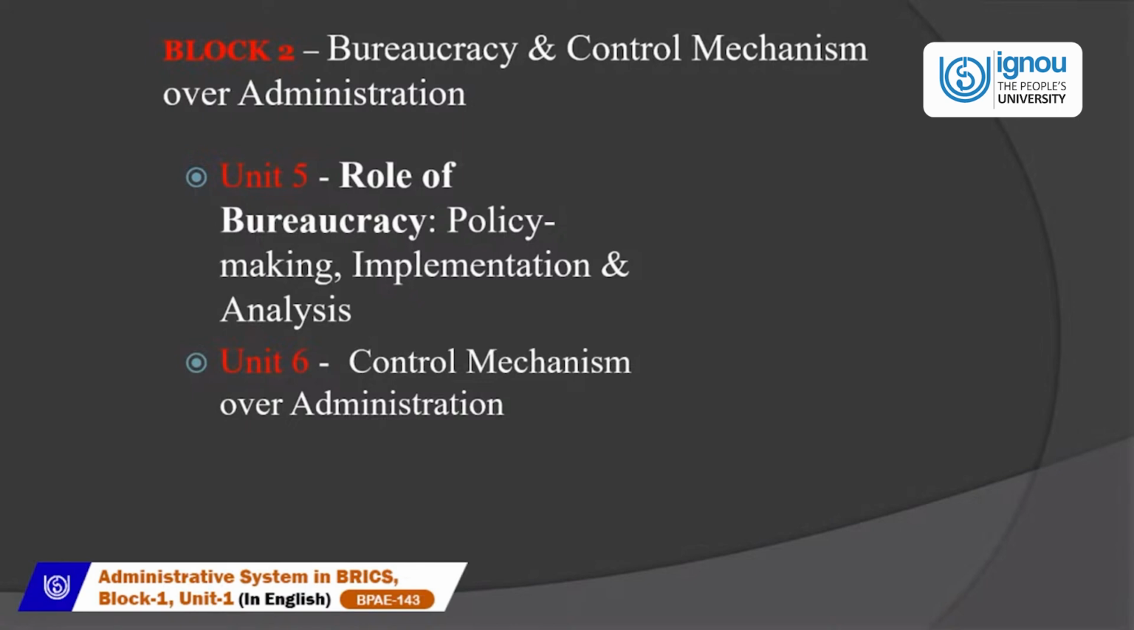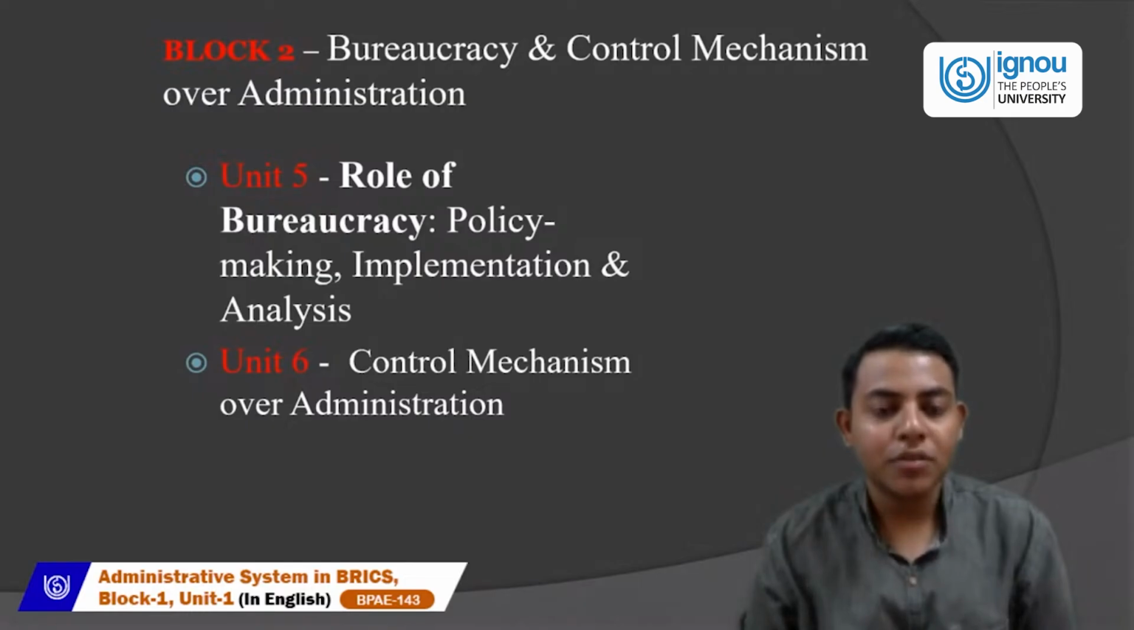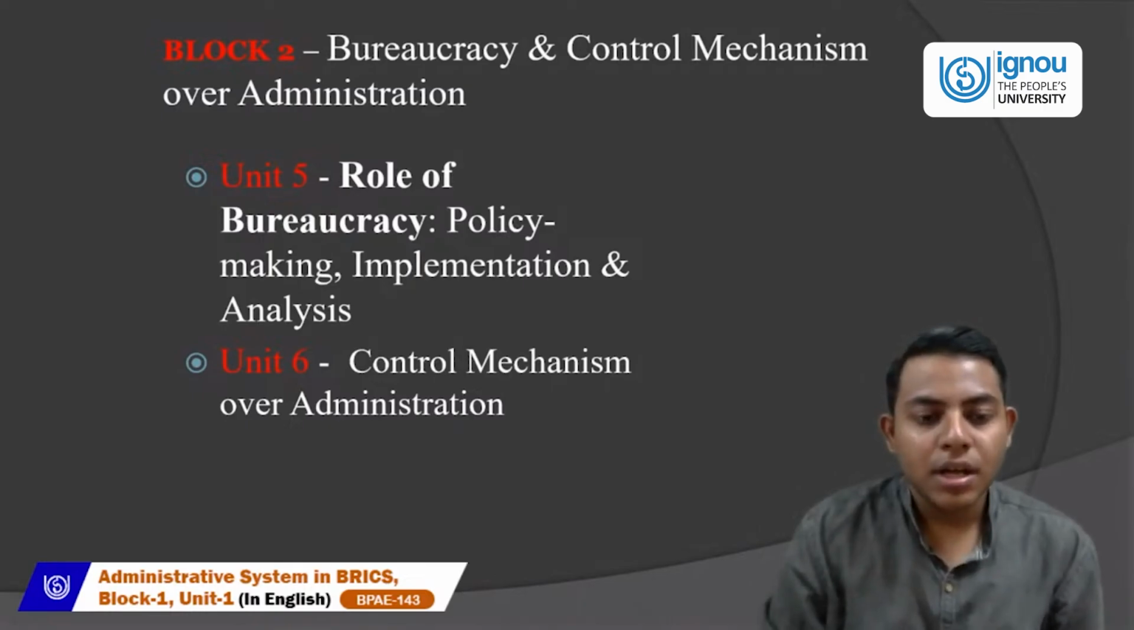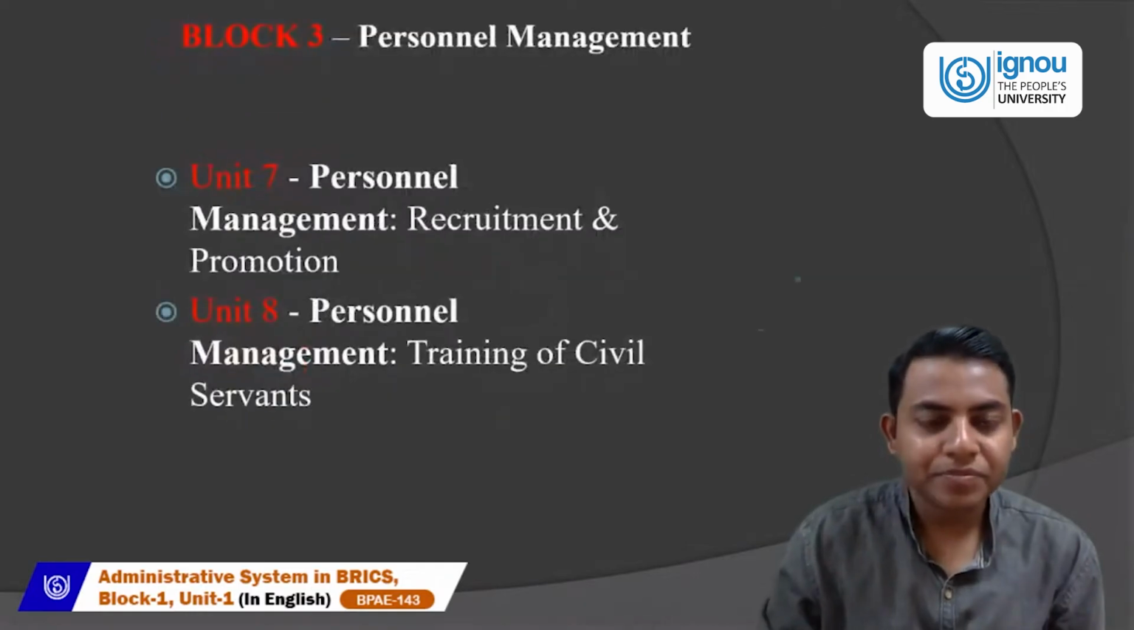We have the bureaucracy and control mechanism over administration. That is the name of the second block. As part of that, the fifth unit is bureaucracy in the BRICS countries, the role of the bureaucracy in policy making, implementation, and analysis. The sixth unit is regarding the control mechanism over administration in the BRICS countries.